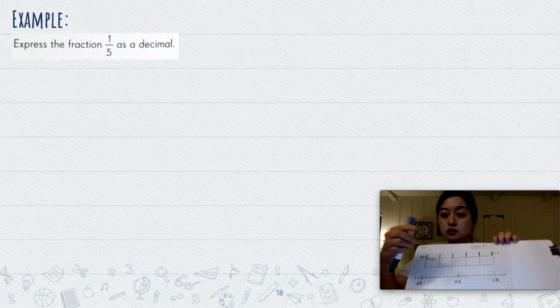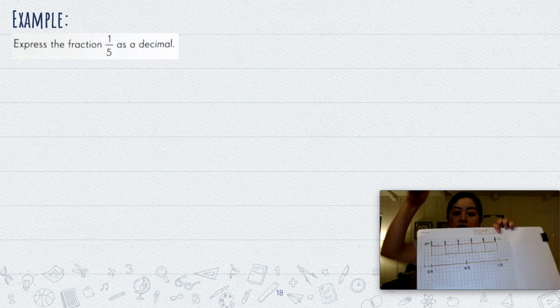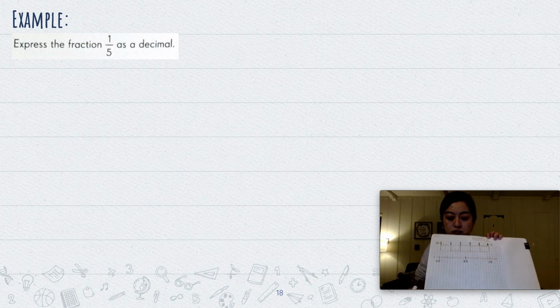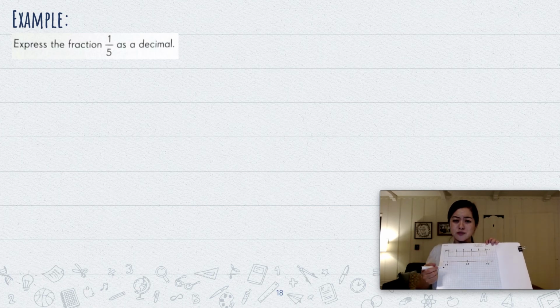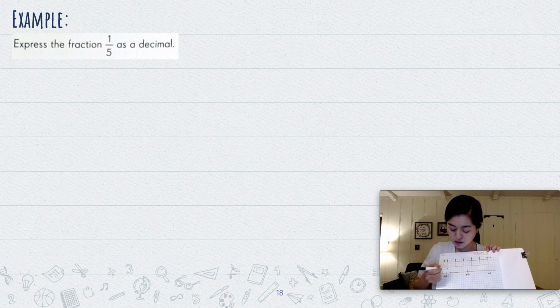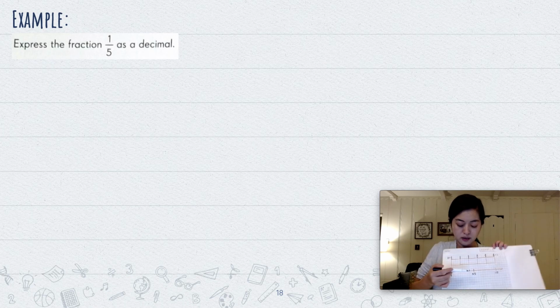Okay, so I'm going to try to draw it on here. Let's see if I can draw it. I'm going to first draw it a little bit further back, and I'll put my board up closer. Okay, let's see. So that's 0.1, 0.2, 0.3, 0.4, and 0.5.